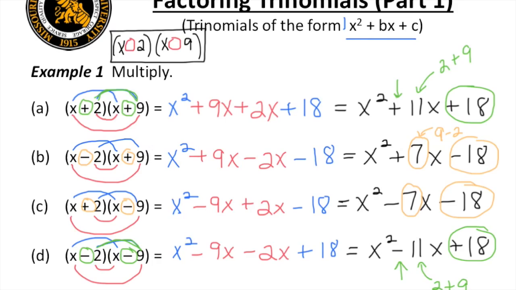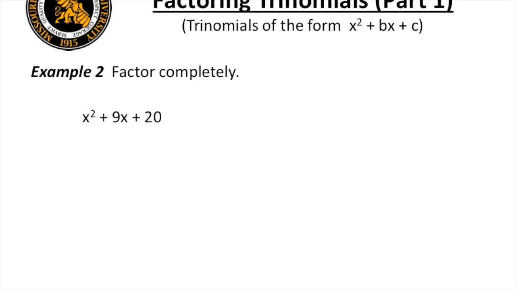Although we don't need to memorize these patterns, noticing these patterns will help us to factor trinomials of the form 1x squared plus bx plus c. Now let's try to factor the trinomial x squared plus 9x plus 20. Notice that this trinomial is written in descending order and is of the form 1x squared plus bx plus c. If this trinomial factors, it will be written as a product of two binomials.